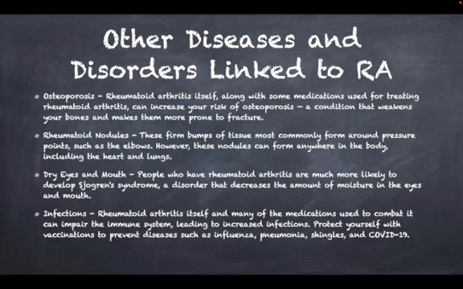Dry eyes and mouth. People who have rheumatoid arthritis are much more likely to develop Sjogren's syndrome, a disorder that decreases the amount of moisture in the eyes and mouth. Infections. Rheumatoid arthritis itself, and many of the medications used to combat it, can impair the immune system, leading to increased infections. Protect yourself with vaccinations to prevent diseases such as influenza, pneumonia, shingles, and COVID-19.